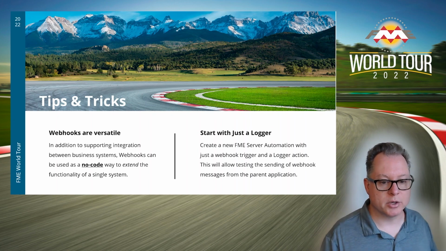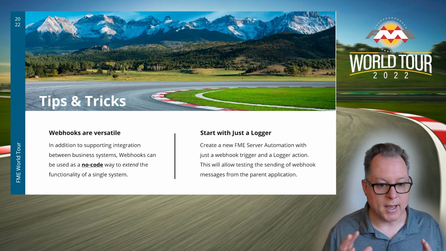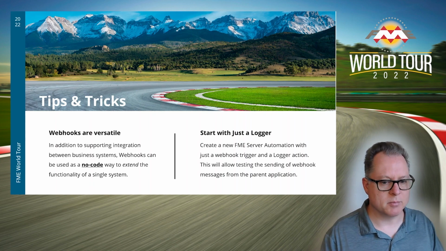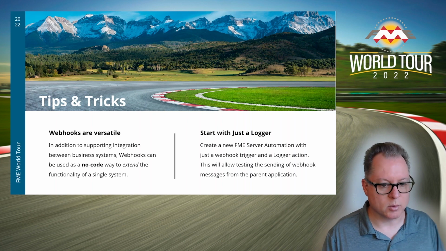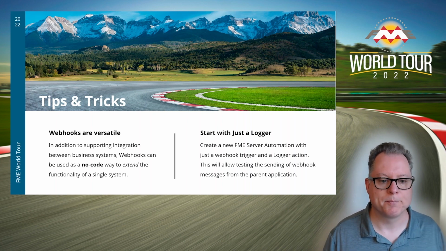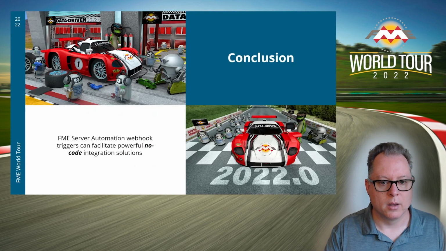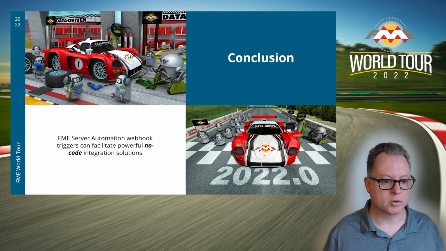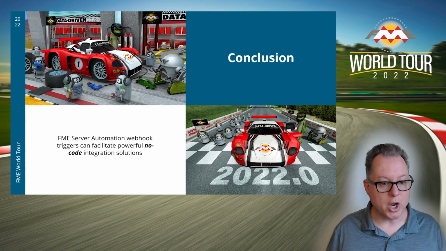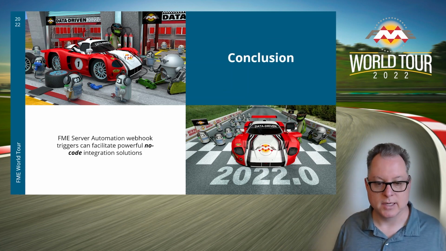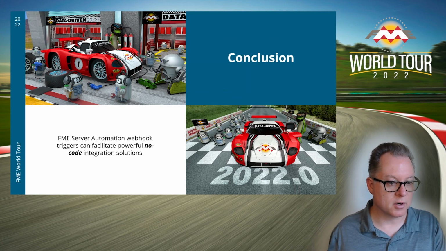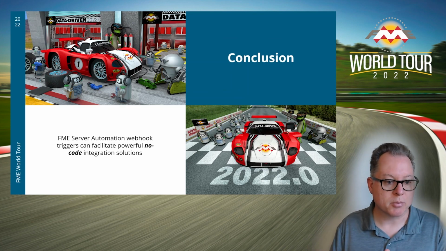Another tip is when you're starting out and you're creating your automation, as I did here, just add a logger action. And then that way you can test that it's actually receiving messages. That helps you to make sure that your source application, in this case Cityworks, is actually sending the messages when you think it is. All right, to wrap up, we've seen that FME Server Automation webhook triggers can facilitate powerful no-code integration solutions. Using the familiar FME workspace tools, publishing those to FME Server and building them into an automation, you can accomplish almost anything.